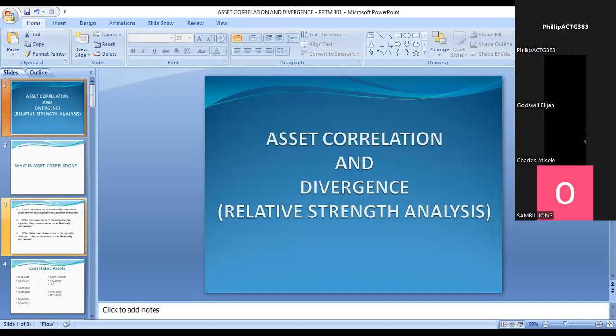Euro USD, GBP USD, AUD USD, NZD USD, XAU USD, this is gold. And then you have your silver, then you have your indices, which are the US 30, Dow Jones, US 100, the NASDAQ, the S&P 500. And then you have your Bitcoin and you have your Ethereum. These asset classes are all paired with the dollar. And so each individual asset class will have an inverse correlation with it, meaning that when the pound is bullish, the dollar is bearish. And when the pound is bearish, the dollar is bullish.